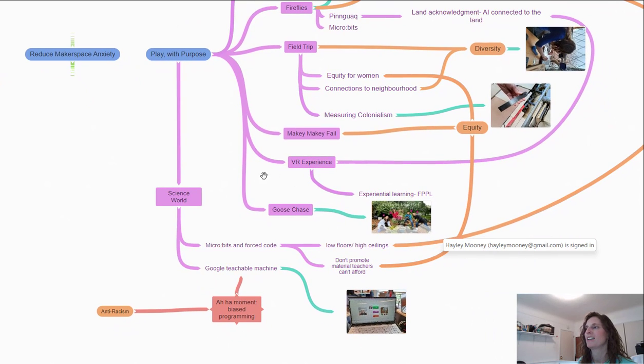We also have the initial goose chase activity, which was a fun way to get to know my group. I think we actually really had a growth mindset coming up with activities. It was a great way to have creativity in a short period of time.